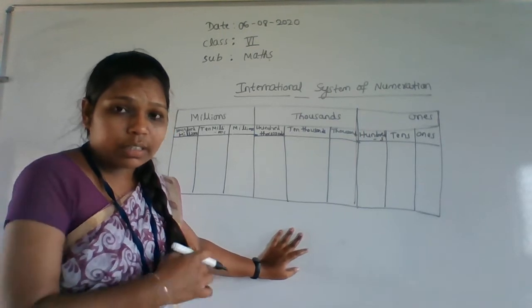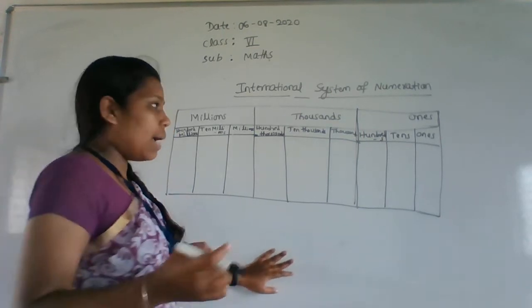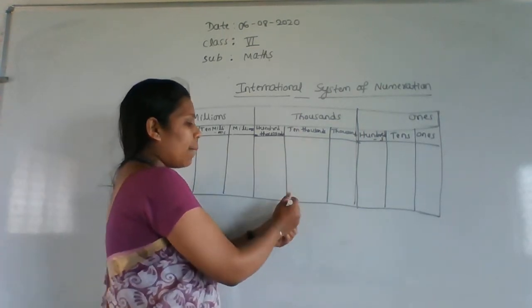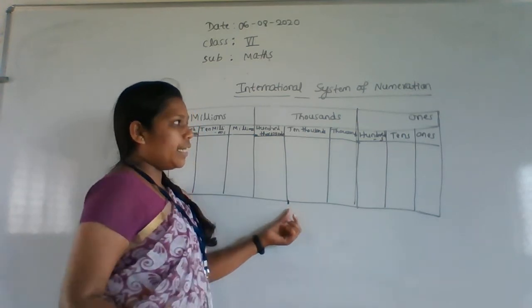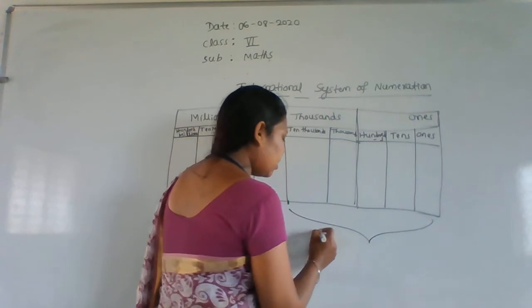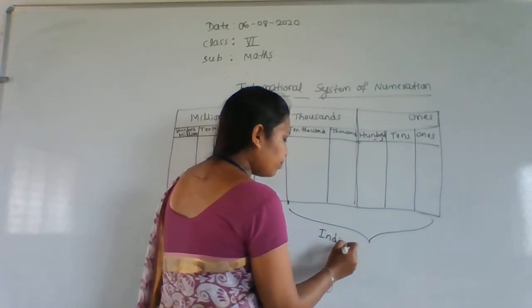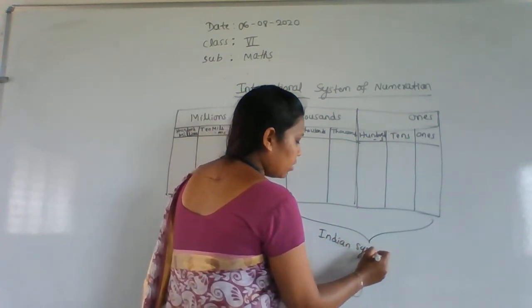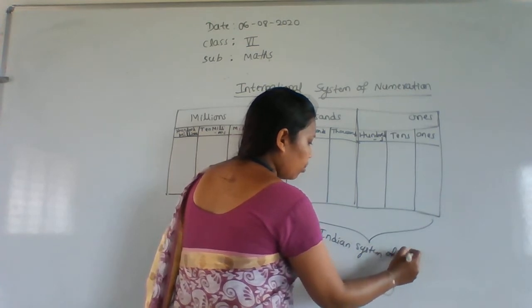Don't write all these things in CW. See, I am telling here 10,000 up to this much. This is the Indian system of numeration only. Here nothing will change, right? This is the Indian system of numeration.